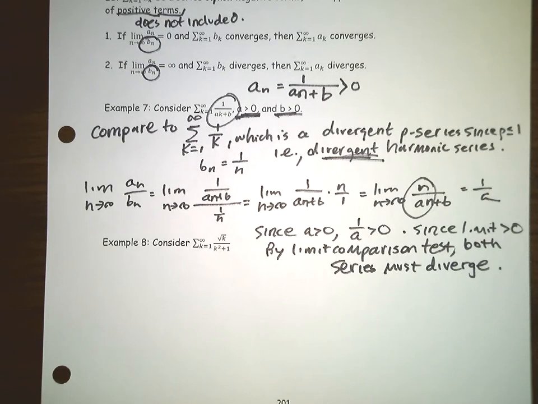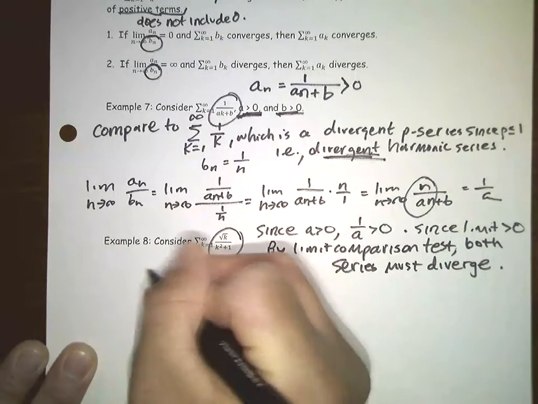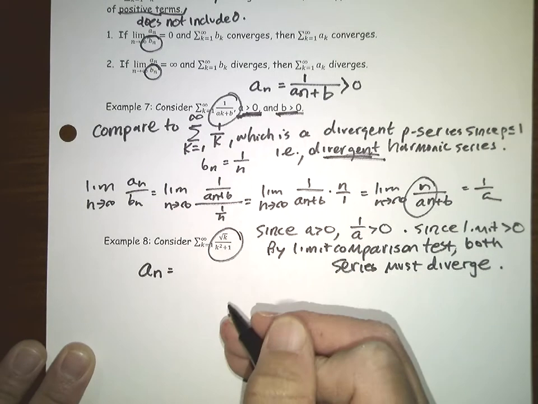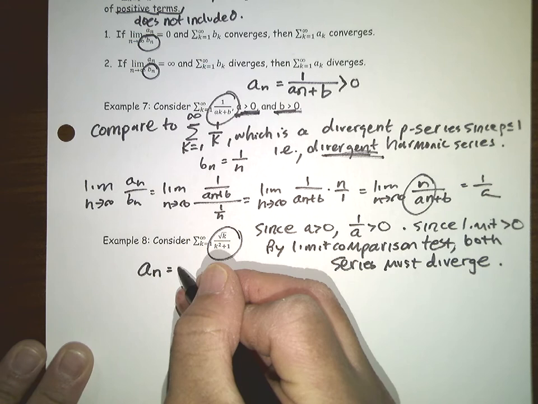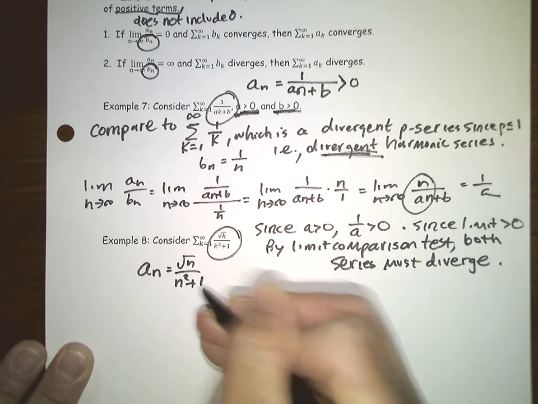So now let's try another one here. Let's consider the sum k equals 1 to infinity of the square root of k over k squared plus 1. I am going to look at a couple of things here that you could try out. Let's say that I just call this a_n. So that will be the square root of n over n squared plus 1.